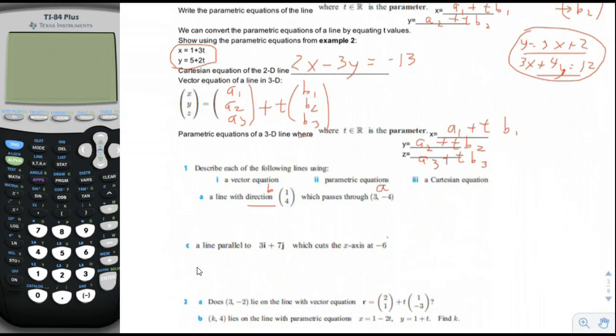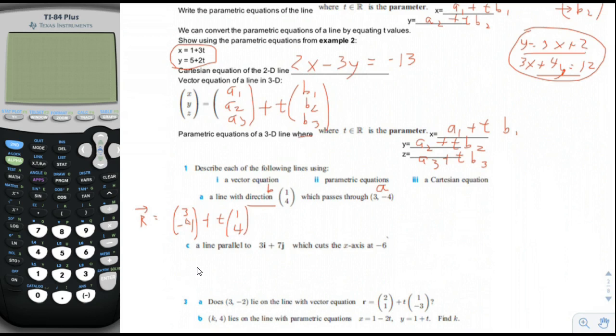So the vector equation, we've already gotten it, right? It's going to be 3, negative 4, and we could say the vector r is equal to 3, negative 4, plus t times 1, 4. Okay, so that would be the vector equation.